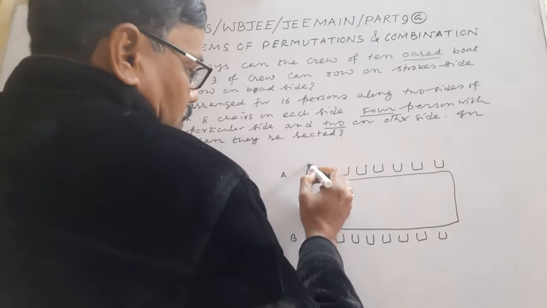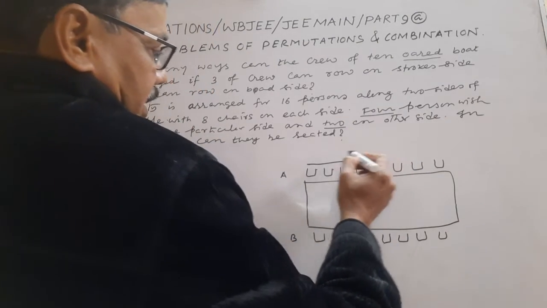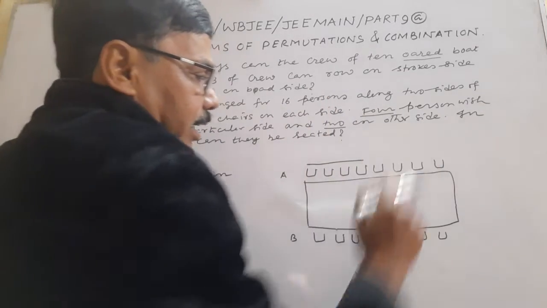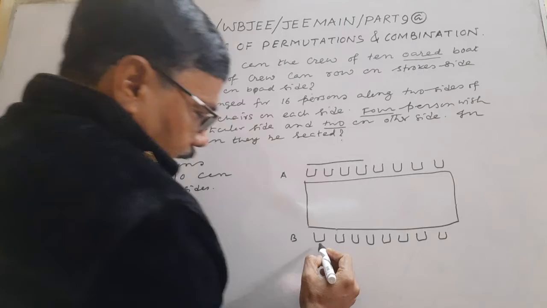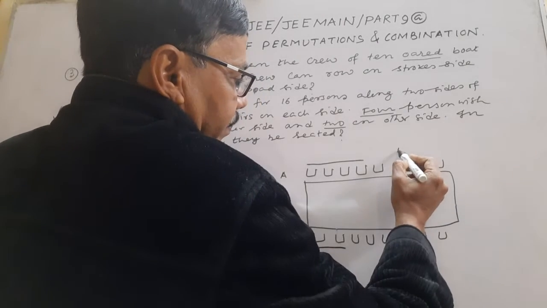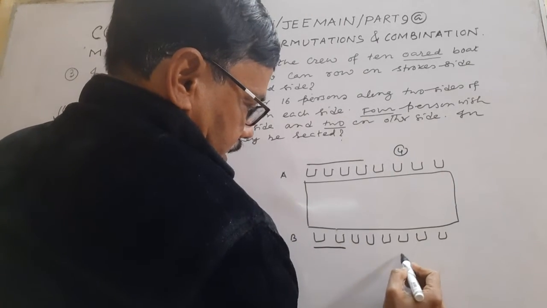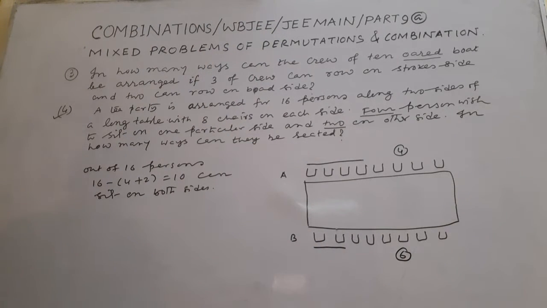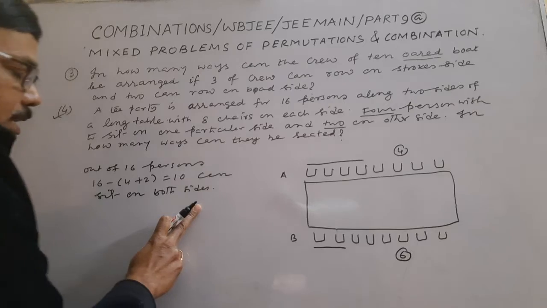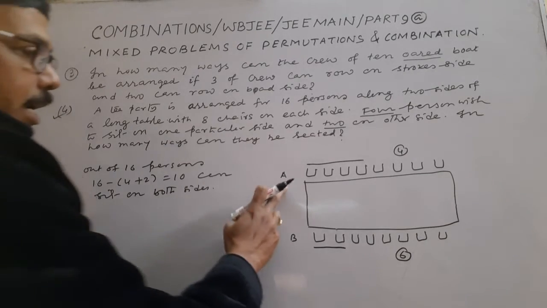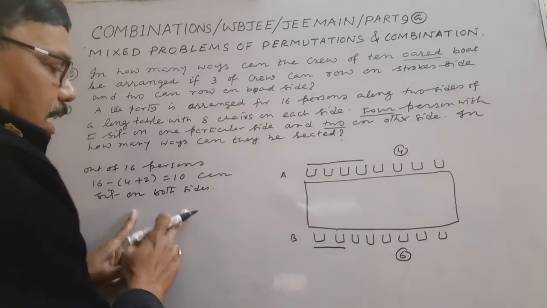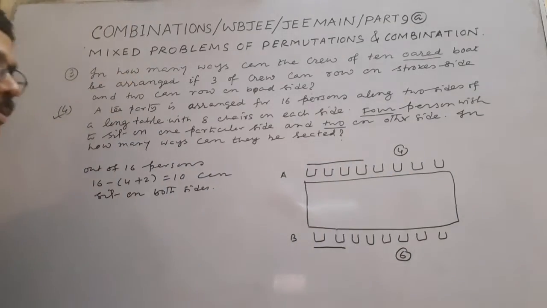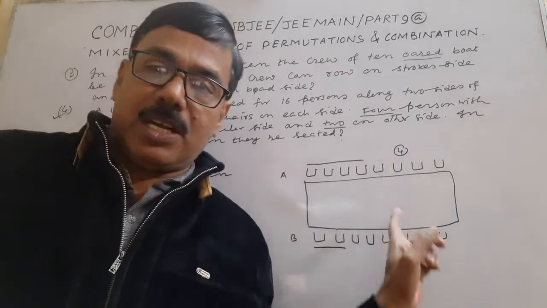Now, suppose here 4 persons, 4 seats are already occupied. So how many seats are vacant? 4. And here how many seats are vacant? 6. So out of 10 persons, in side A we can select 4, because 4 seats are vacant.